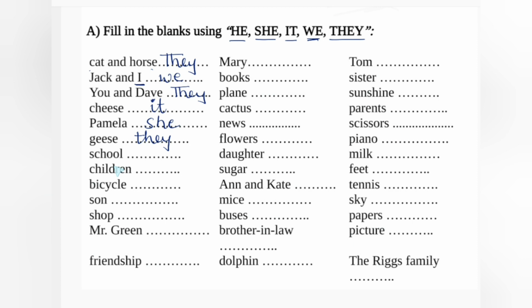School, name of a place, singular, that's why it. Children, plural, child singular, children plural, so they. Bicycle, bicycle singular noun, it. Son, singular but male, that's why son will have he. Shop, thing, singular, it. Mr. Green, singular, male, he.